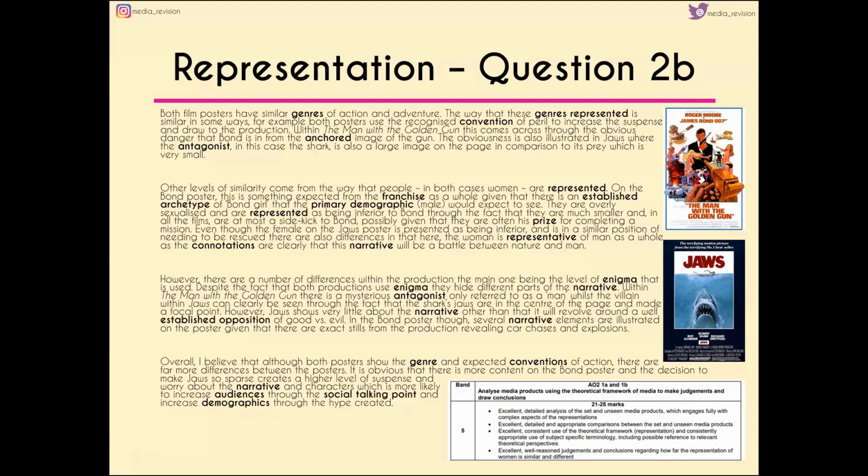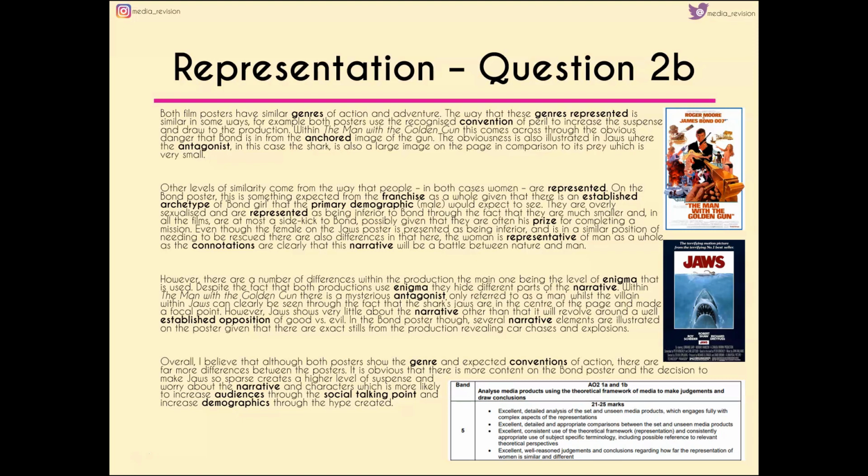However, Jaws also shows little about the narrative other than that it will revolve around a well-established opposition of good and evil. In the Bond poster, though, several narrative elements are illustrated on the poster, given that there are exact stills from the production revealing car chases and explosions.